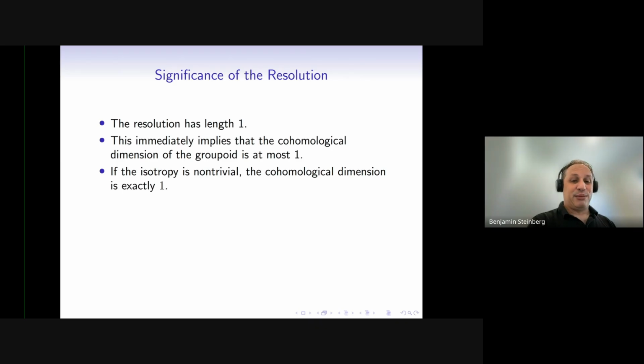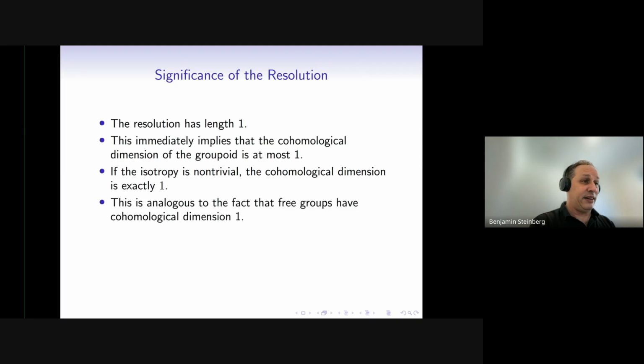So you get a matrix algebra, or a product of matrix algebras if it's not connected. So in any event, the isotropy is trivial. You might get cohomological dimension 0, but if it's non-trivial, you'll get 1. I'll say a little bit more about that later. So you can think of this as an analogy to the fact that free groups have cohomological dimension 1. Of course, a free group is a special case of a semi-saturated partial action of a free group.